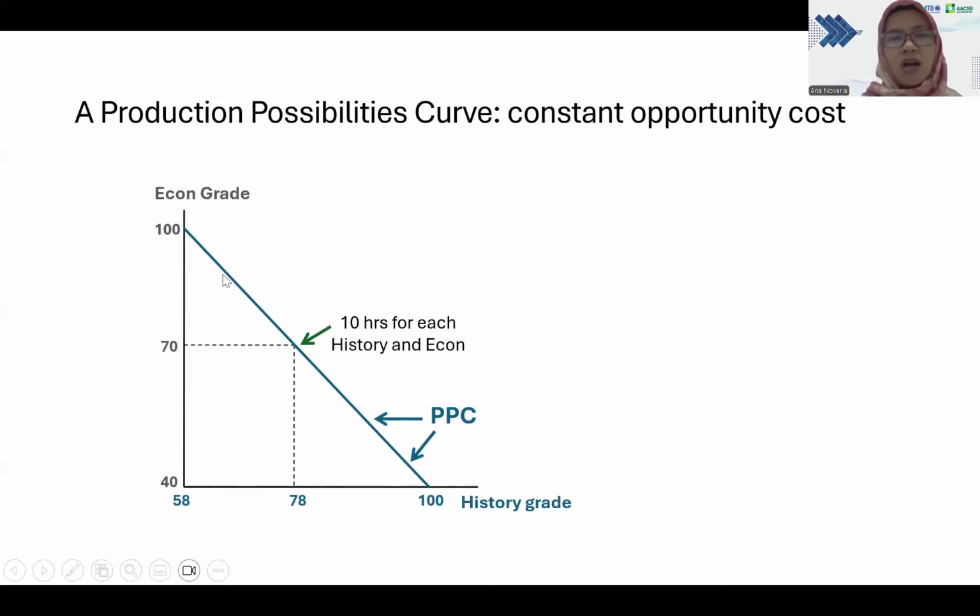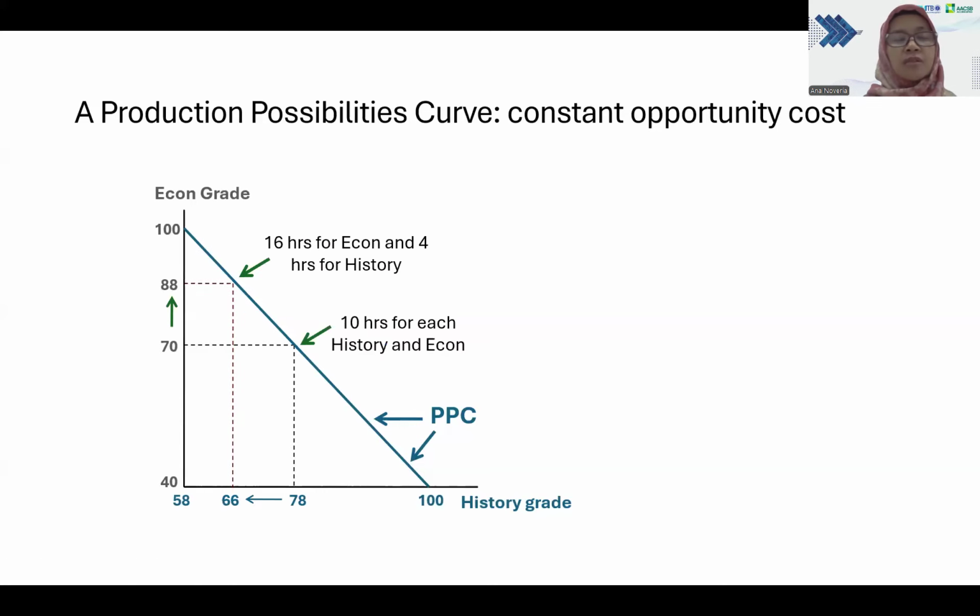Let's say she spends 10 hours each to study both economics and history. She will get 70 for economics and 78 for history. Now, what if she spends 6 more hours studying economics? She will get an additional grade for economics, increasing from 70 to 88, at the expense of the history grade. The history grade will decrease from 78 to 66.